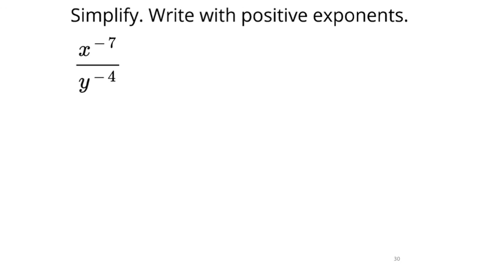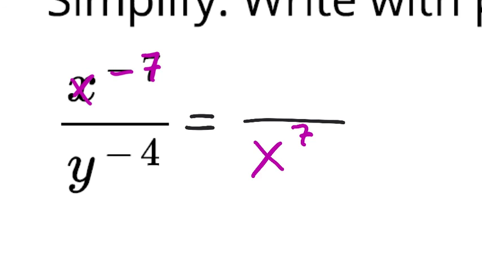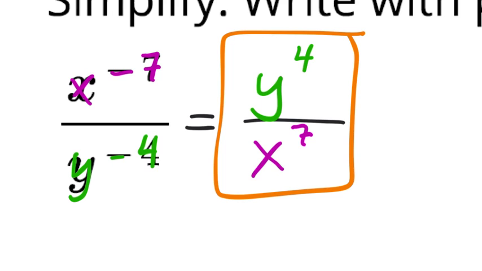Here we go, like this one. Okay, so these two bases are different. You've got an x base and a y base. So it's still a fraction, but again, this x to the power of -7 right here, all I've got to do is move it to the denominator, and that will change the sign of the exponent. Same with y to the power of -4 right here. All I've got to do is move that to the numerator, and it now has a positive exponent. That is all.